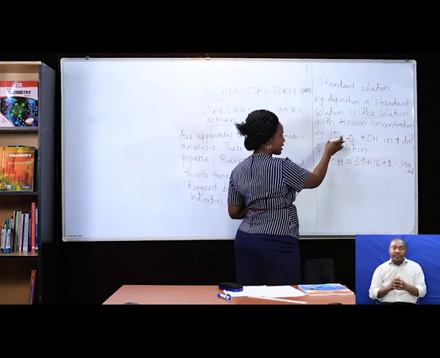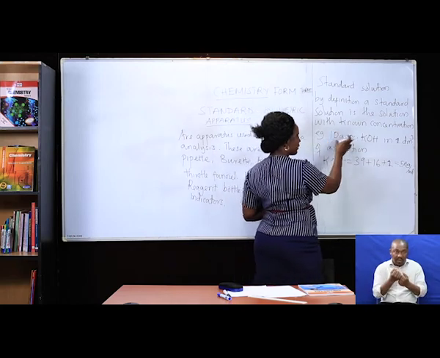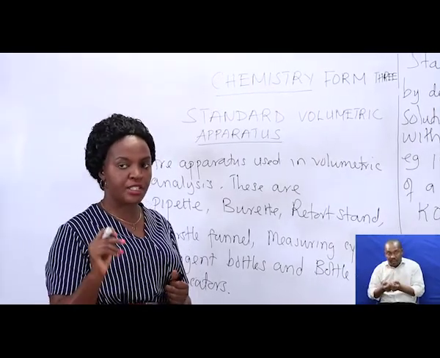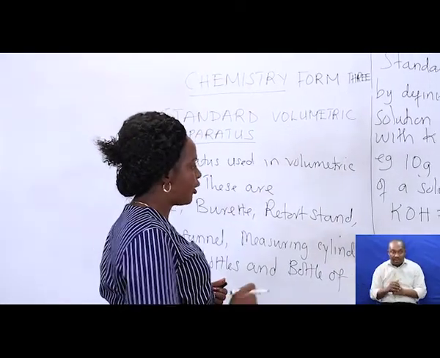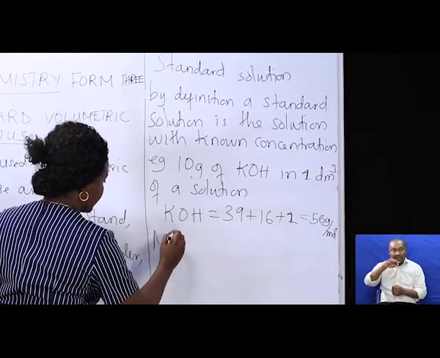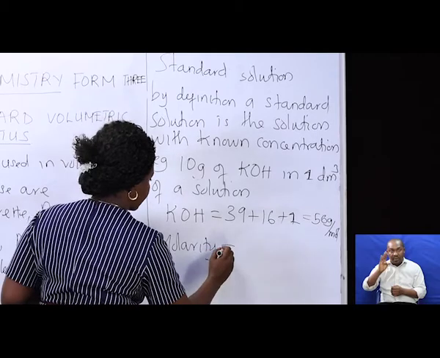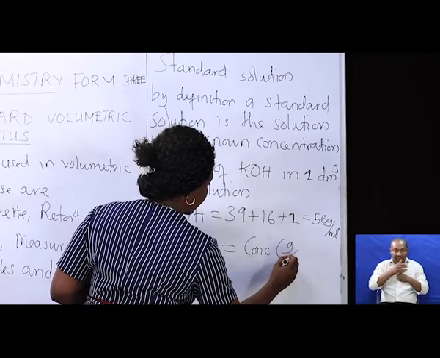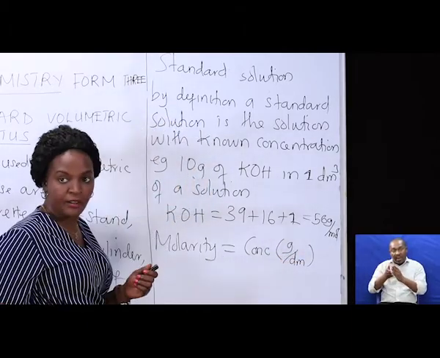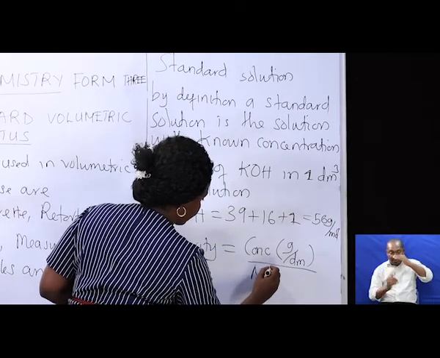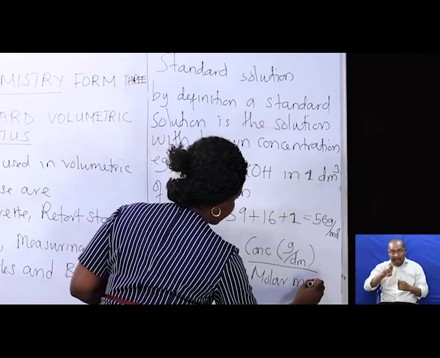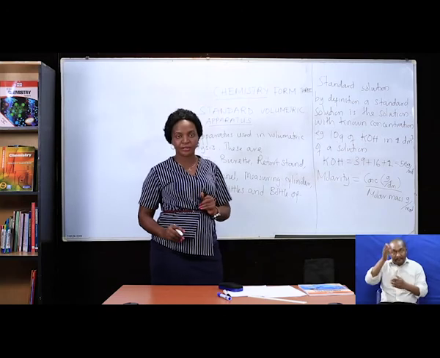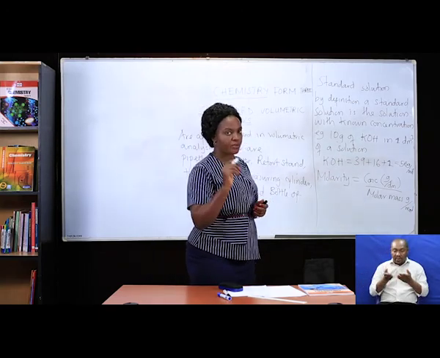And also we have the concentration, which is given by the mass over the volume, which makes 10 gram per cubic decimeter. Therefore, the molarity of potassium hydroxide is given by the concentration measured in gram per cubic decimeter divided by the molar mass. The molar mass is measured in gram per mole. So from there, we get the concentration of potassium hydroxide. That is why we call it a standard solution.